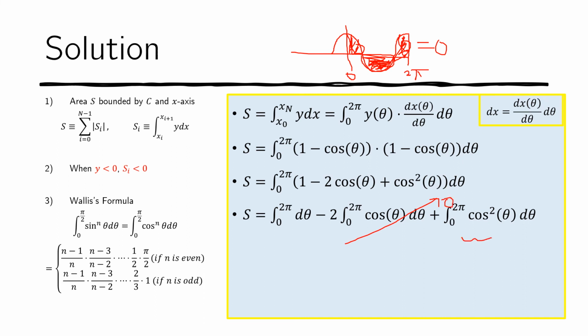And now for this bit, we can use Wallis formula. This one just becomes 2 pi, because that's just theta from 0 to 2 pi. So 2 pi minus 0. This one is 0. And now here, for Wallis formula, we need to make sure that we are integrating from 0 to pi over 2. And again, this is the square of cosine.